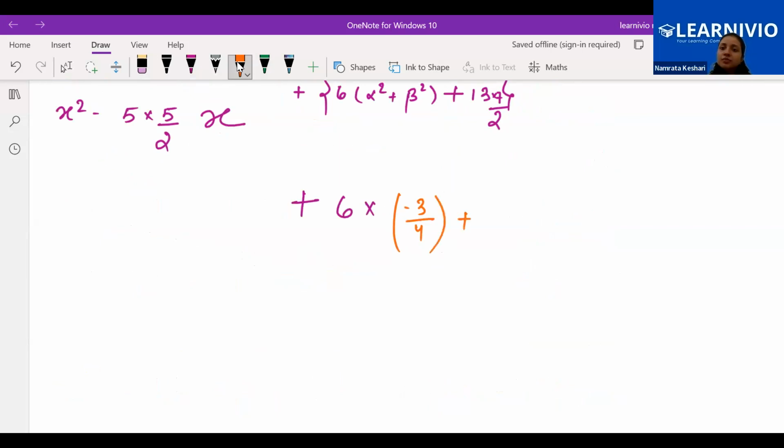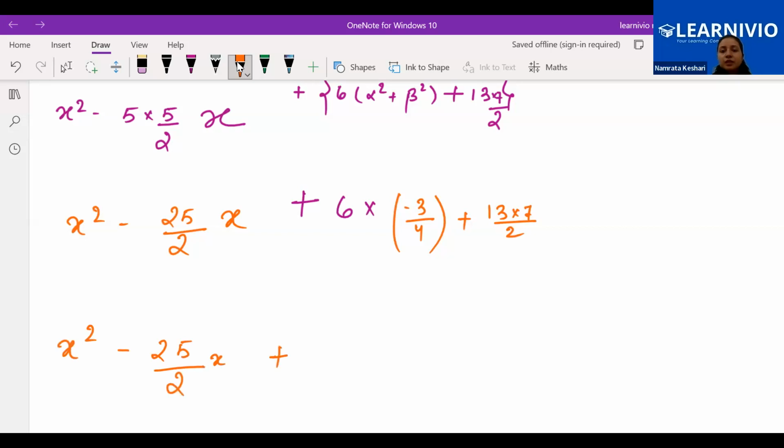Plus 13 into 7 by 2, still we are having 13 into 7 by 2. Here 5 into 5 by 2 became 25 by 2 x. So this is how we are getting the polynomial. Let's simplify it as much as possible. Plus 2 3 times 6, 2 2 times 4. Now minus 9 by 2 plus 13 7 times. Now we have checked, it is 91 by 2.